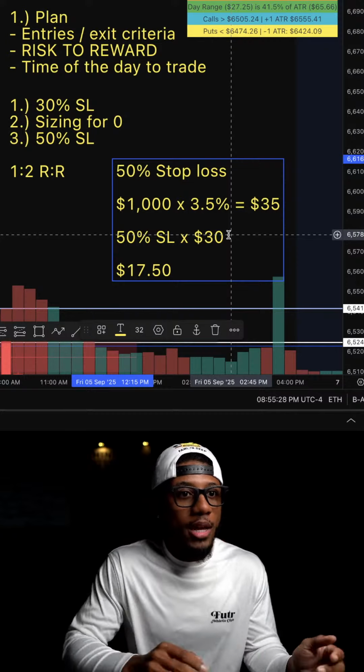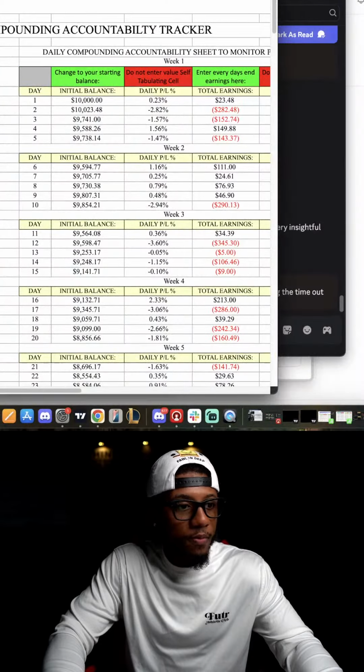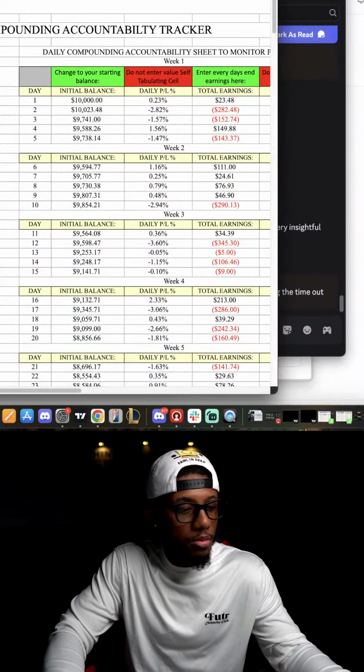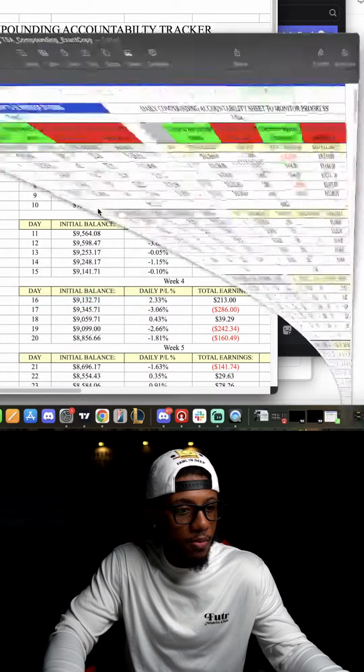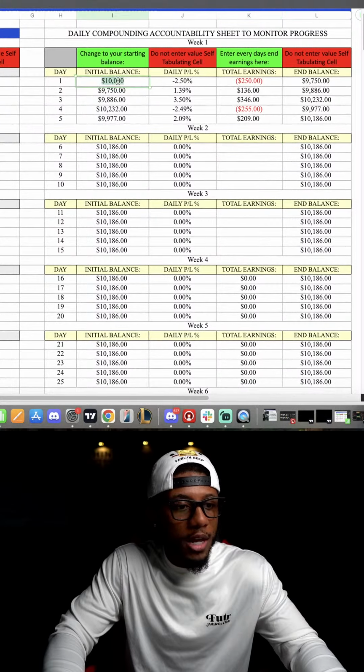So if I were to bring this up in a case scenario, like on a spreadsheet, then what we're going to do is bring up this one right here. Okay? So let's look at this. Let's say you have a $1,000 account.